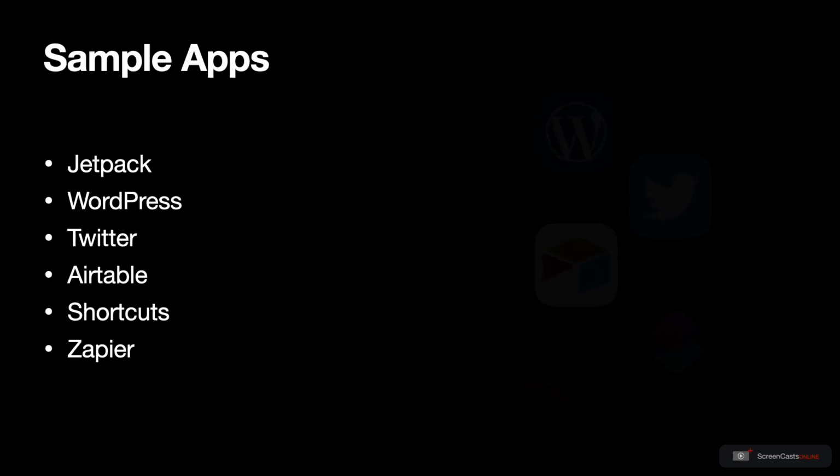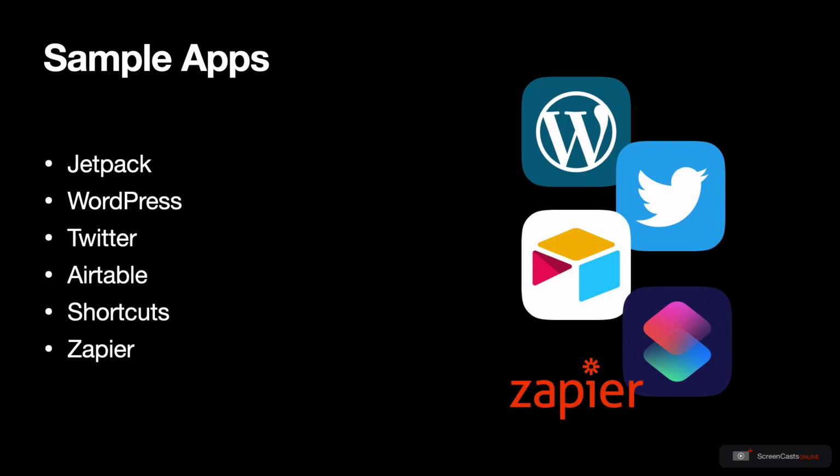Now, in today's examples, I'm going to talk about Jetpack, WordPress, Twitter, Airtable, Shortcuts, and Zapier. These are just some of the hundreds or thousands of applications and systems you can use webhooks with. But because it's an abstract concept, I've picked a few of the more popular ones to help us out.